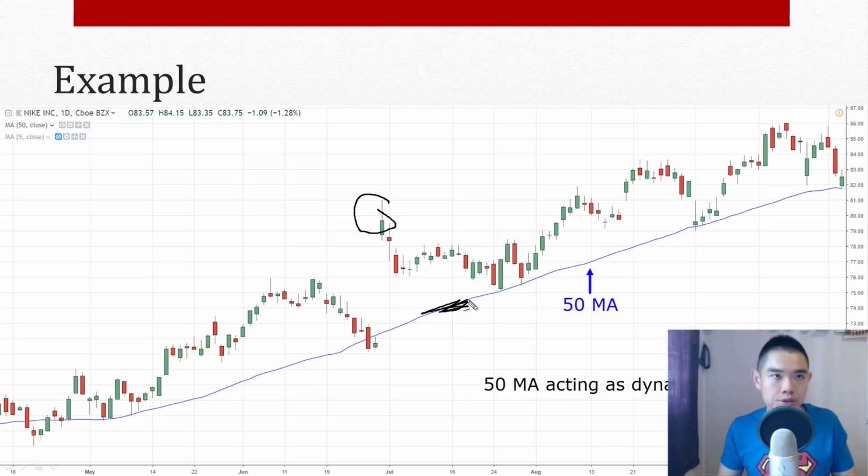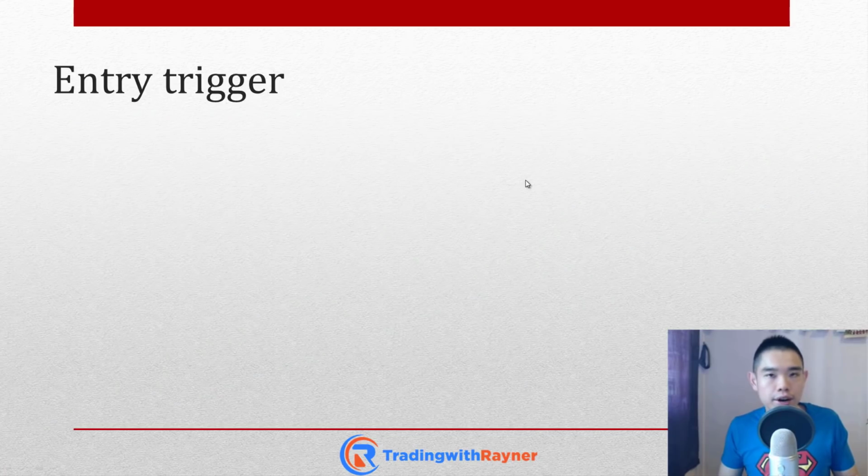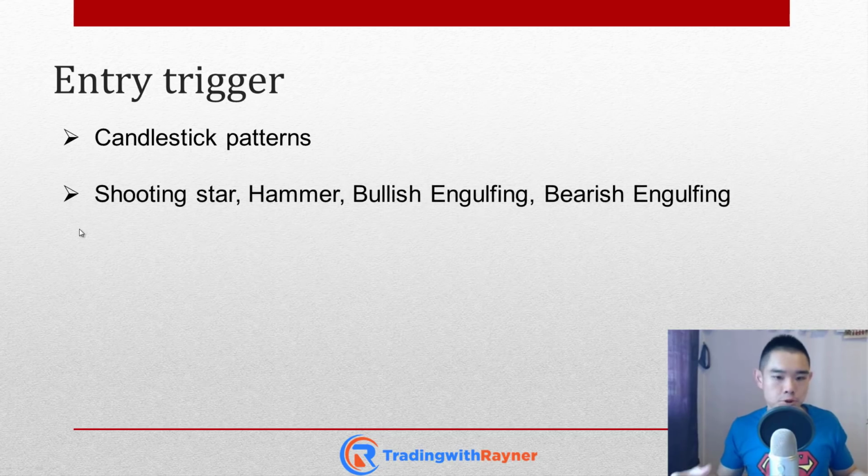So now the question is, when exactly do you enter the trade? Let's say the market is in an uptrend, at an area of value. Do you just buy it immediately? No, because you can actually use something I call an entry trigger to time your entry. I find that candlestick patterns are very useful for this purpose. You can use reversal candlestick patterns like the hammer, the bullish engulfing, bearish engulfing, and shooting star and stuff like that.